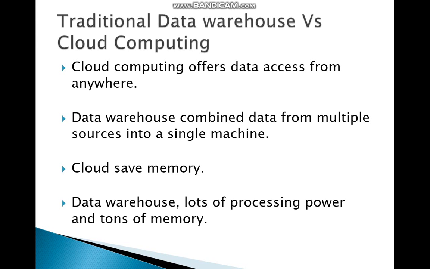So what is the difference between traditional data warehousing and cloud computing? Cloud computing offers data access from anywhere. You can access data from anywhere. And what does a data warehouse do? It combines data from multiple data sources into a single machine. So the data is consolidated into a single machine, and if you want to access the data, you need to have that machine. You cannot access it from anywhere.